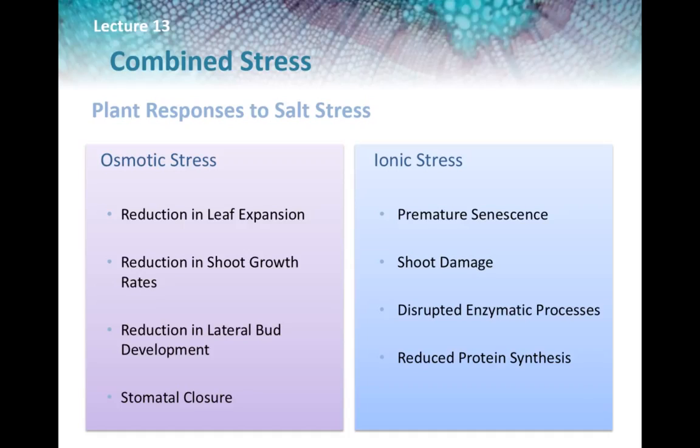Ionic stress occurs when sodium and chloride accumulate to toxic levels in the tissue. This process takes time to occur. The degree of damage from ions depends on the rate of accumulation and how effective ion compartmentation is within the cell.